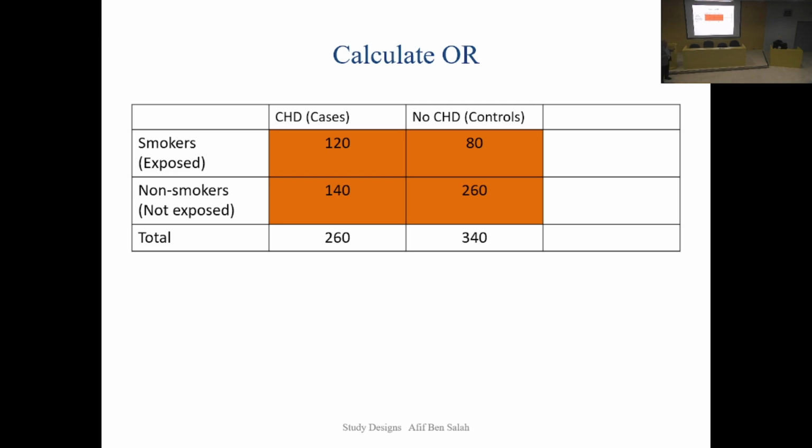Now, tell me, what's the odds ratio? 120 multiplied by 260 over 140 multiplied by 80. Yes, it is 120 over 140 divided by 80 over 260. And it becomes 120 times 260 divided by 140 times 80. Right? Exactly. And it is 2.78. What does it mean?